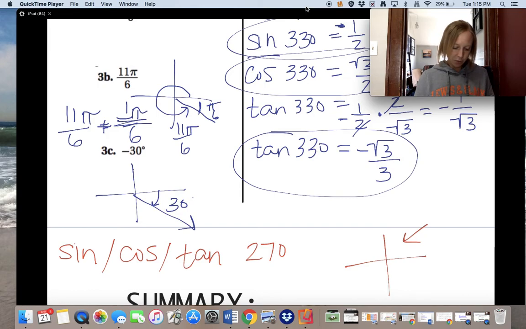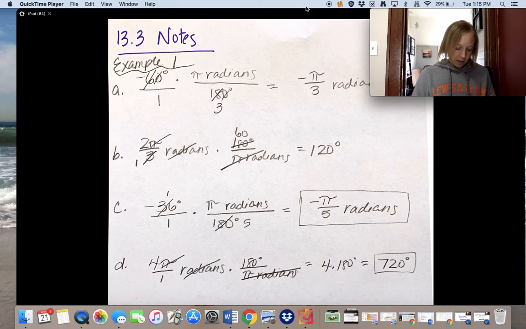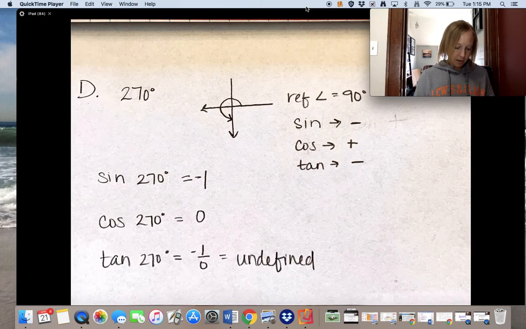All right, let's show you the work for that. Here it is. We've got our reference angle is going to just be 90 degrees. We know at that point our sine is going to be negative, the cosine is positive, tangent is negative when we're down here at that bottom. And so we can get everything we need from 90 degrees.